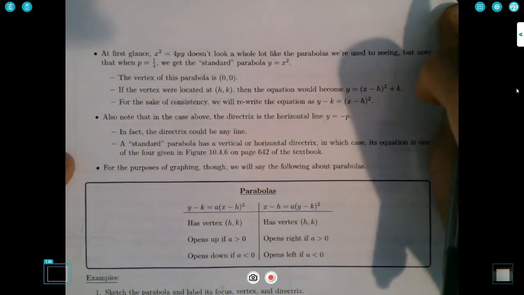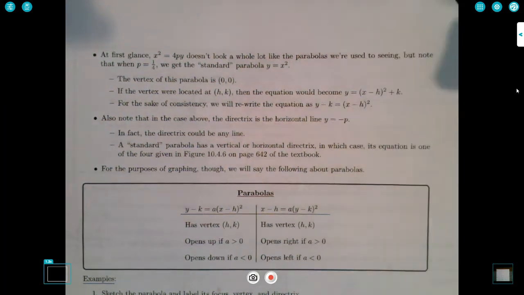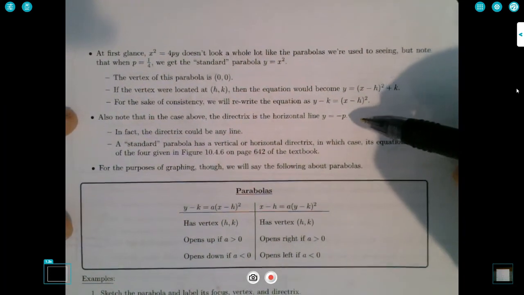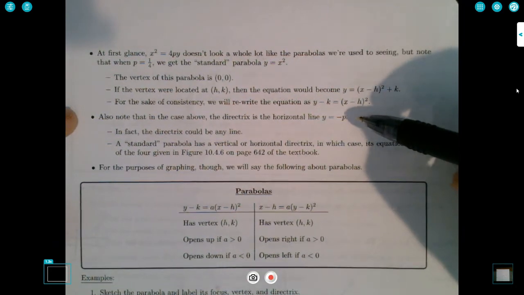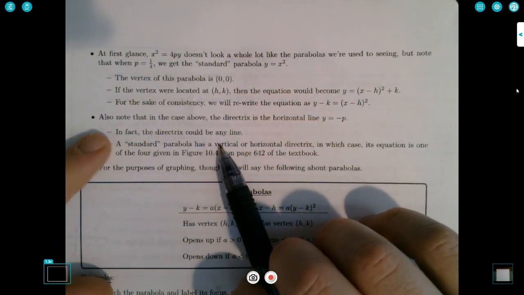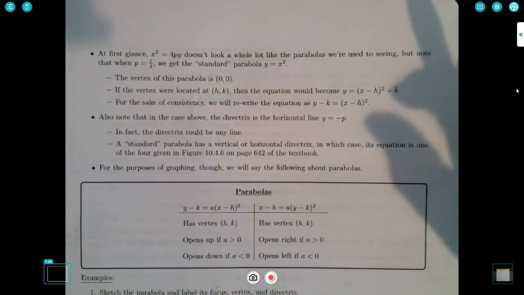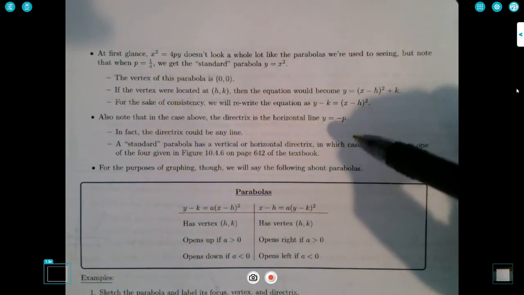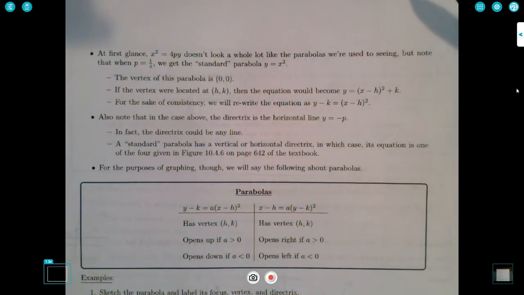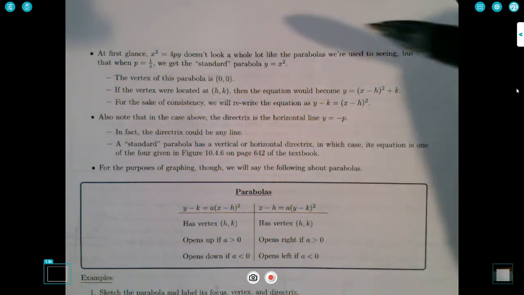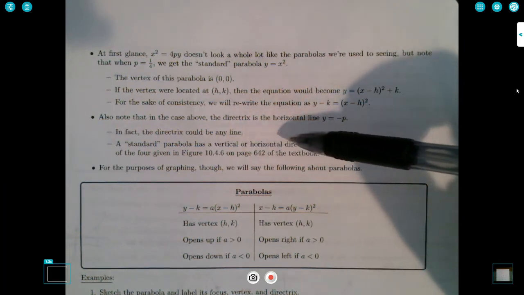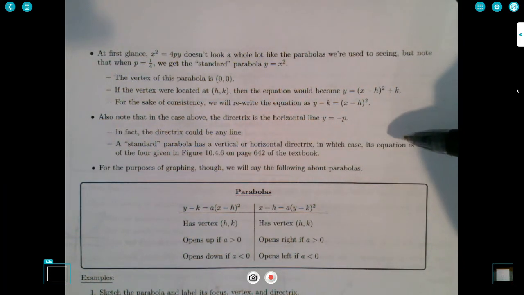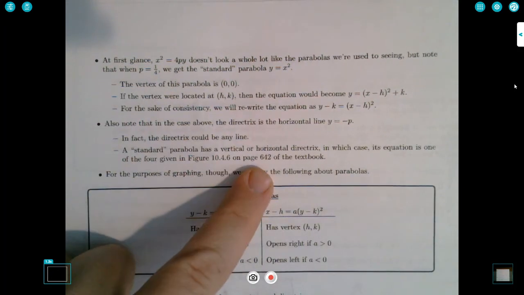Okay, as I mentioned on the previous page, in this case the directrix was the horizontal line y equals negative p, but in fact the directrix could be any line, and the ones that we most concern ourselves with are when it's a horizontal line either at negative p or positive p, or when it's a vertical line either at negative p or positive p. So a standard parabola has a vertical or horizontal directrix, in which case its equation is one of the four given in figure 10.4.6 on page 642.